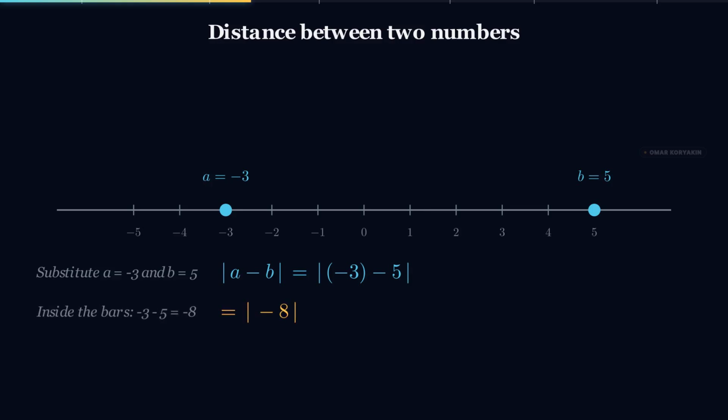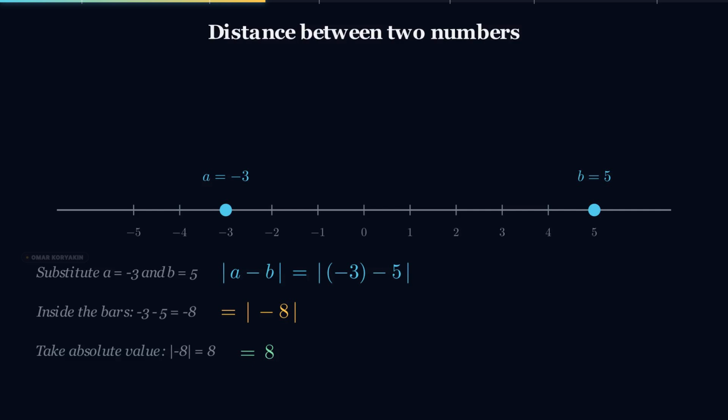Step 2. Simplify what is inside the bars. -3 minus 5 equals -8, so the expression becomes the absolute value of -8. The bars are still there because we have not taken absolute value yet. We have only simplified the arithmetic inside.